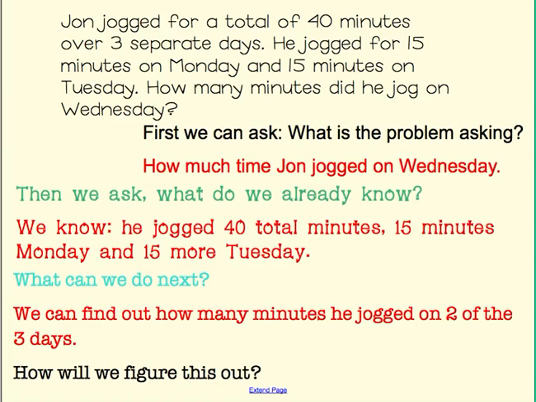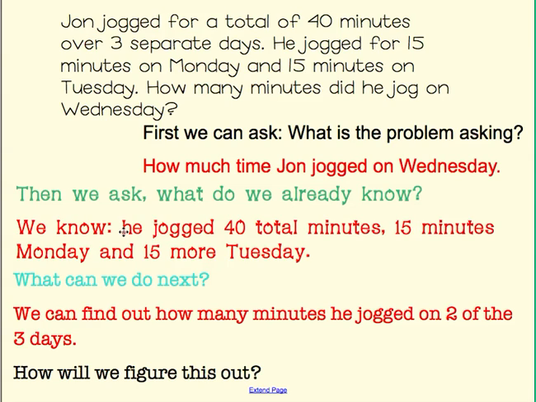So first we want to ask, what is the problem asking? Well, the problem is asking how much time John jogged on Wednesday. You can see that right here where it says how many minutes did he jog on Wednesday. Then we ask, what do we already know? Well, out of all 3 days, Monday, Tuesday, and Wednesday, he jogged a total of 40 minutes. So if you added up Monday, Tuesday, and Wednesday, it would equal 40.